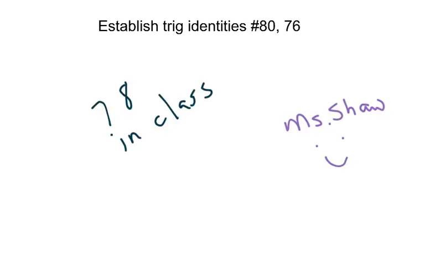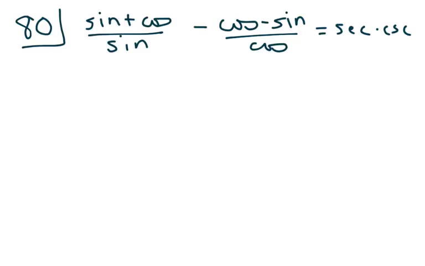Alright. So for 80, we have sine plus cosine over sine minus cosine minus sine over cosine equals secant times cosecant. If you want, you can look and see what this is. This is really a 1 over what? This is 1 over cosine times what? 1 over sine. Just to kind of give you an idea of where we're going.